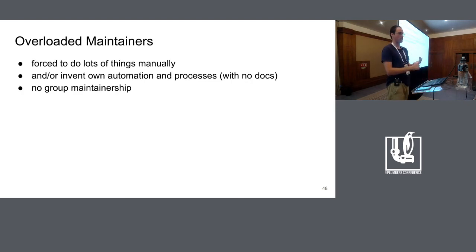Then we have overloaded maintainers who seem to be forced to do too many things manually and invent their own process and automation, obviously with no docs. And group maintainership, as far as I understand, is still not a real thing in the majority of the subsystems. And it's hard to implement, right? Because we can't even express identities of people.